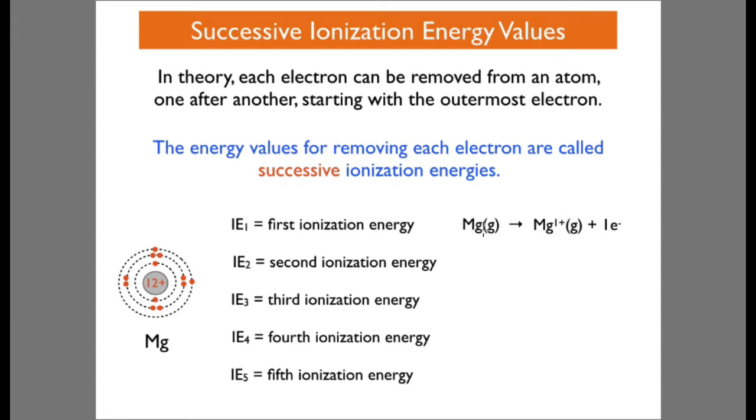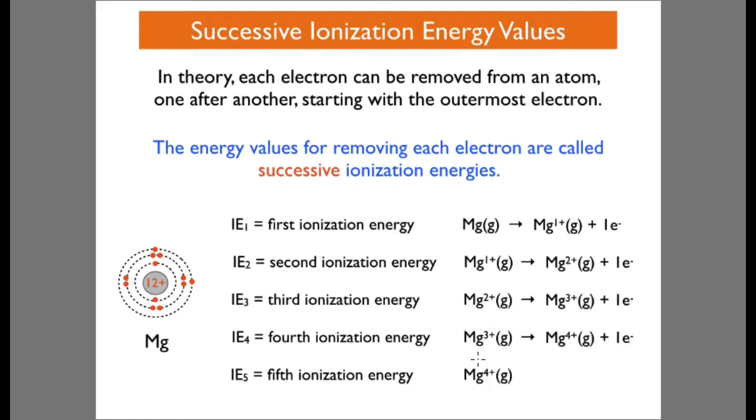This has lost one electron. Then this here loses another electron for the second ionization energy. The third one, it loses another electron. Fourth, another. Fifth, another.